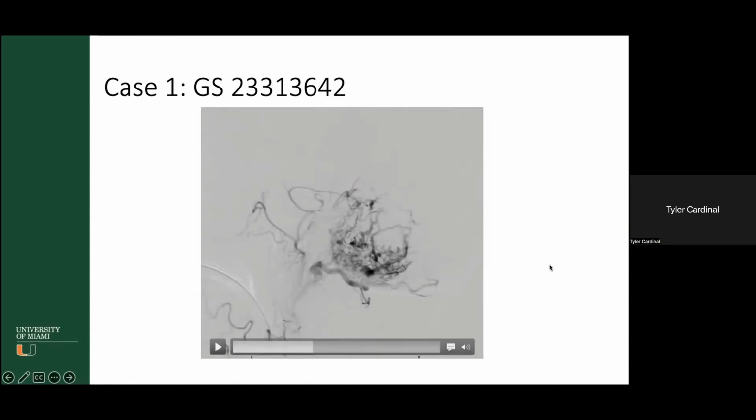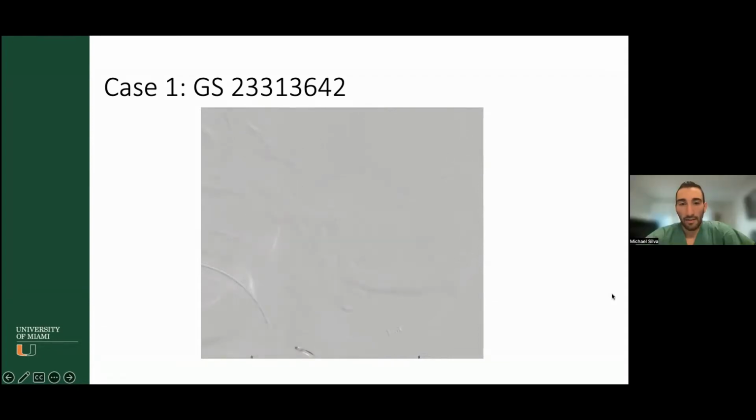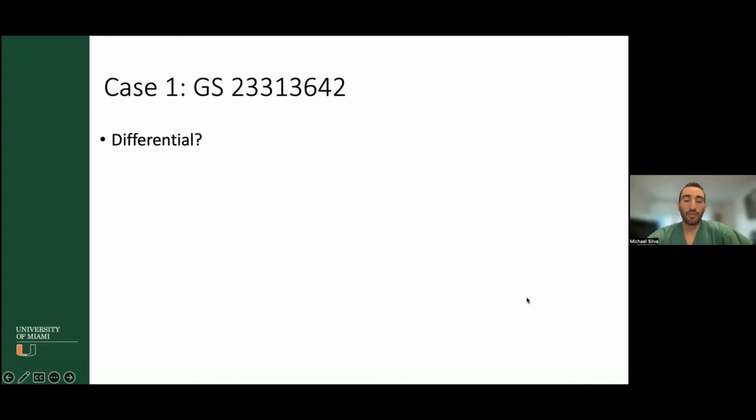Got it. Okay, so that's all the imaging you have. What's on your differential for this lesion? So some form of head or neck cancer, like a squamous cell carcinoma. It could be a meningioma.